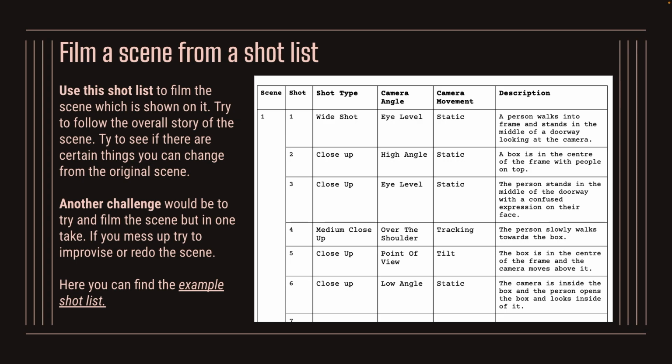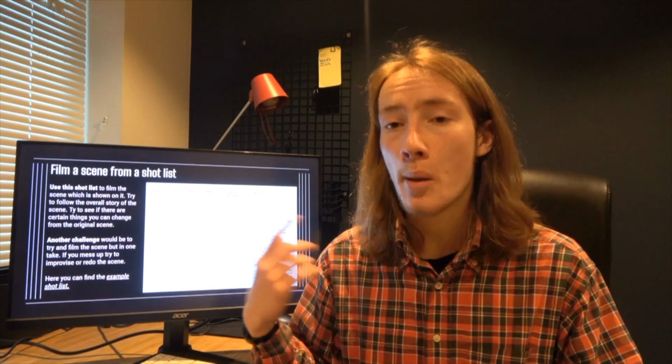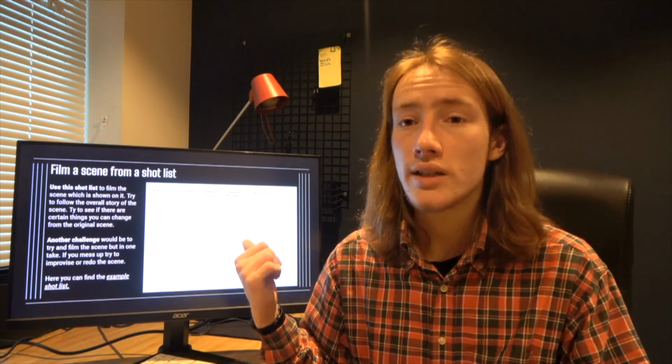And another challenge would be to try and film the scene, but in one take. If you mess up, try to improvise or redo the scene. And then here you can find the example shot list. This is the same filled out shot list from the previous slide, but just use this and film the scene.